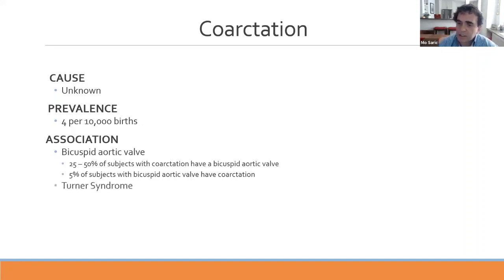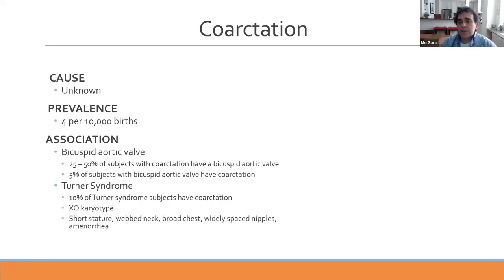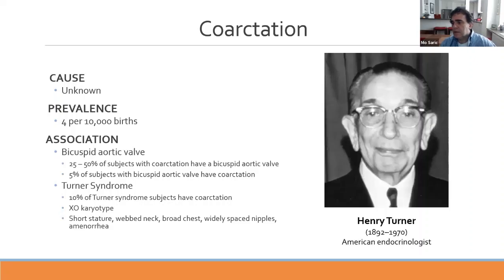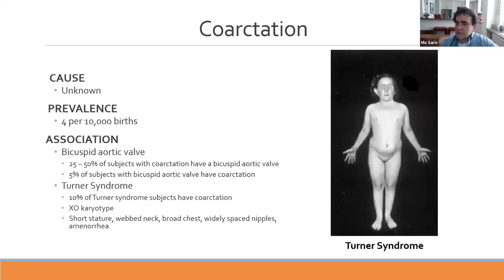valve will have coarctation. Another association between coarctation and Turner syndrome exists, and about 10% of Turner syndrome subjects will have coarctation. Turner syndrome is the XO karyotype. So those are short-statured women with webbed neck, broad chest, widely spaced nipples, and amenorrhea. And this is Henry Turner, an American endocrinologist who was the first to describe the Turner syndrome. And this is an illustration from his original publication.